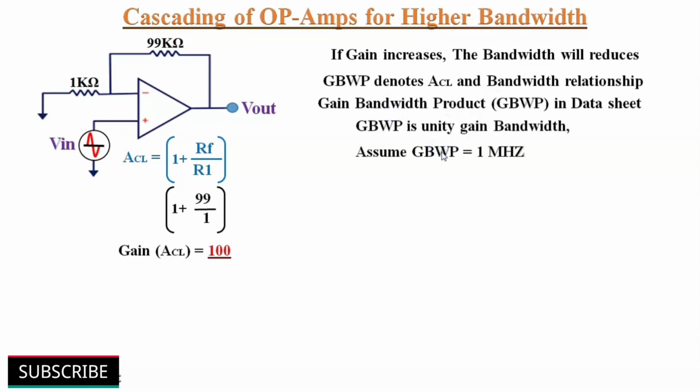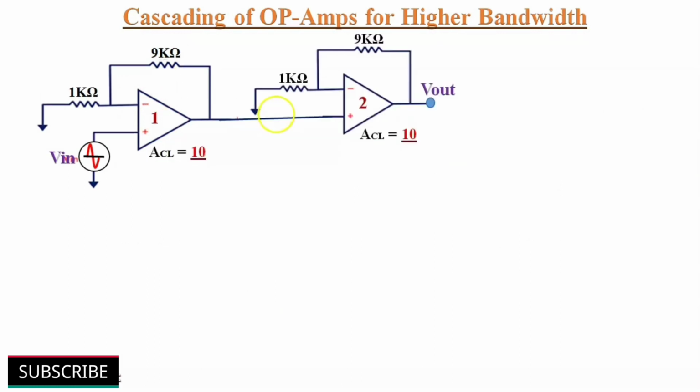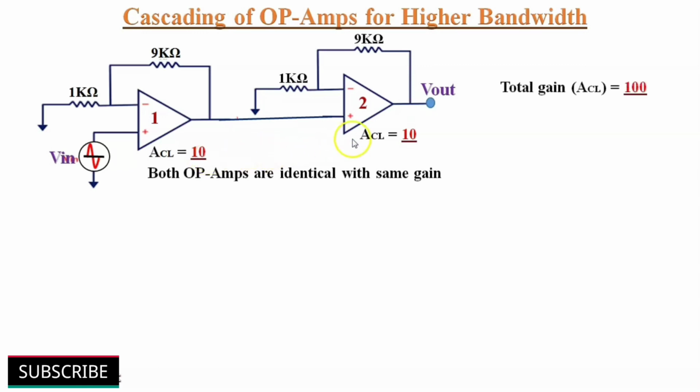Let's assume gain bandwidth product as 1 MHz. So bandwidth is equal to gain bandwidth product divided by gain. Therefore bandwidth of the given circuit is equal to 1 MHz divided by 100, that gives 10 kHz as bandwidth of this circuit. So the bandwidth of this single stage op-amp circuit is 10 kHz with a gain of 100. Let's discuss how we can achieve both increased bandwidth and gain by cascading op-amps in series. Here we have two identical op-amp circuits and we have reduced our closed loop voltage gain of each stage to 10 to achieve a total gain of 10 into 10 is equal to 100.